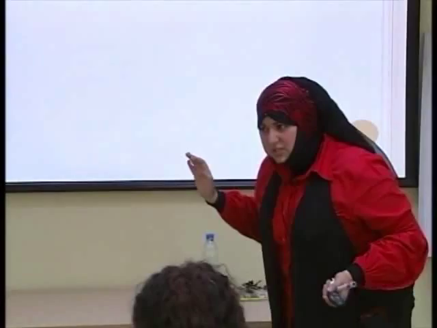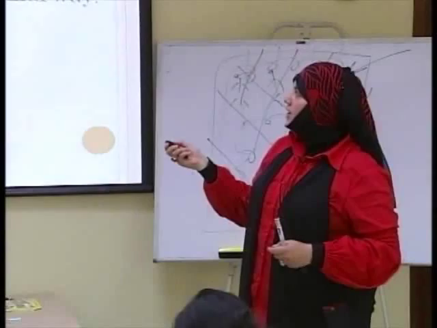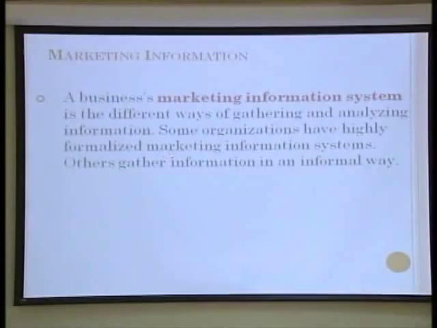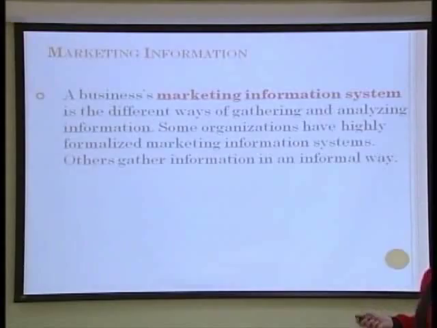We need information. So the marketing information system is the different ways of gathering and analyzing information. This is what we mean by marketing information systems. Some organizations have highly formalized marketing information systems. Others gather information in an informal way.